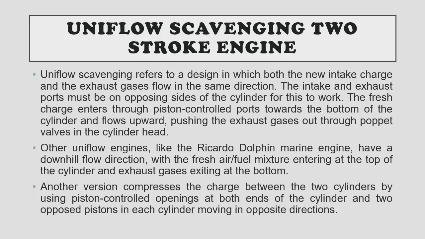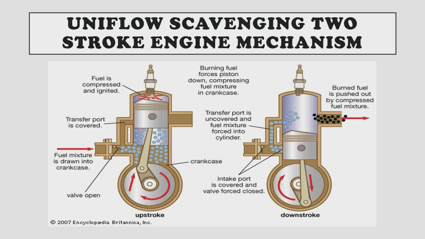Other uniflow engines, like the Ricardo Dolphin marine engine, have a downward flow direction, with the fresh air-fuel mixture entering at the top of the cylinder and exhaust gases exiting at the bottom. Another version compresses the charge between the two cylinders by using piston-controlled openings at both ends of the cylinder and two opposed pistons in each cylinder moving in opposite directions. The uniflow scavenging two-stroke engine mechanism.